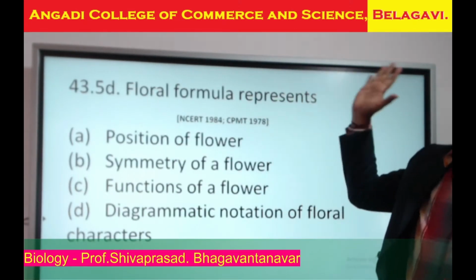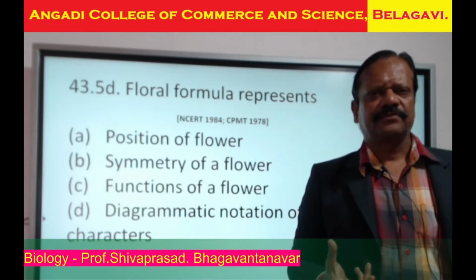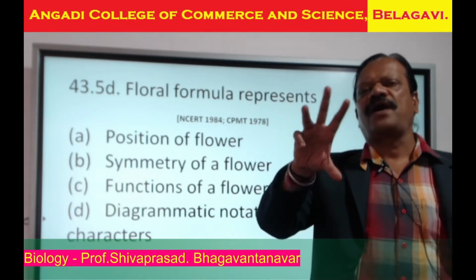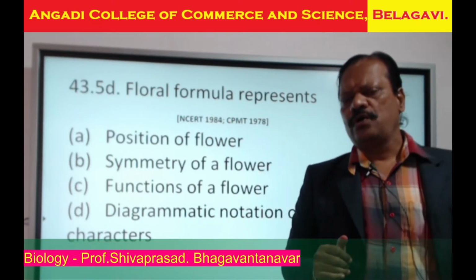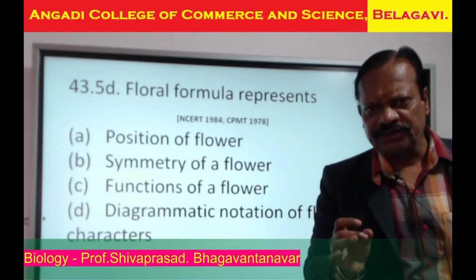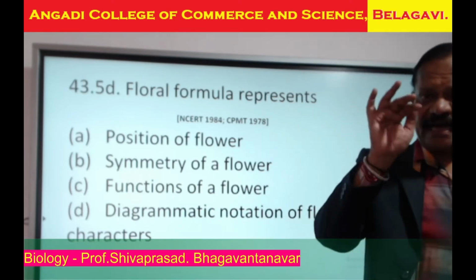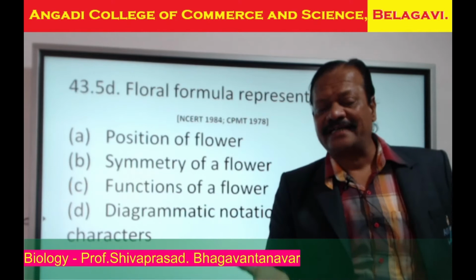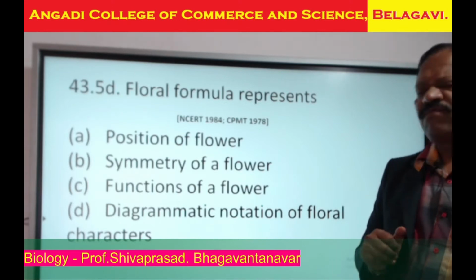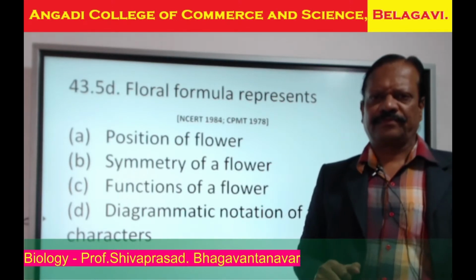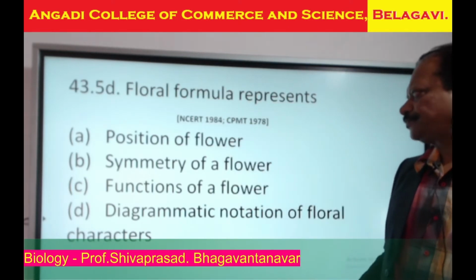Floral formula represents. Now see, you can see so many types of flowers and you want to draw a floral formula. In the sense, a map structure you are trying. There you have to show calyx, corolla, androecium, gynoecium, ovary, whether it is superior or inferior, how many carpels are present, whether the flower is bracteate or ebracteate, and so on. So, for that purpose, a map is used. That we are calling a floral formula. We'll see the options now.